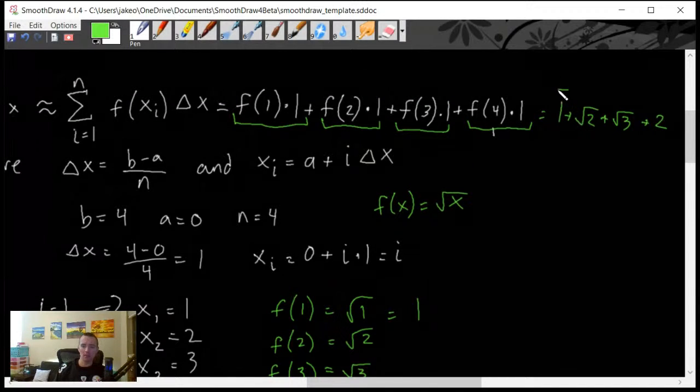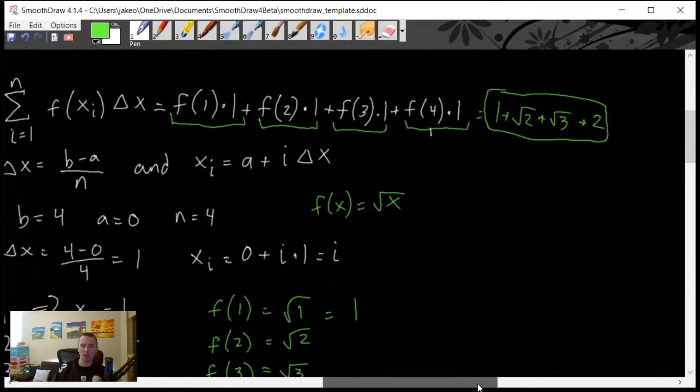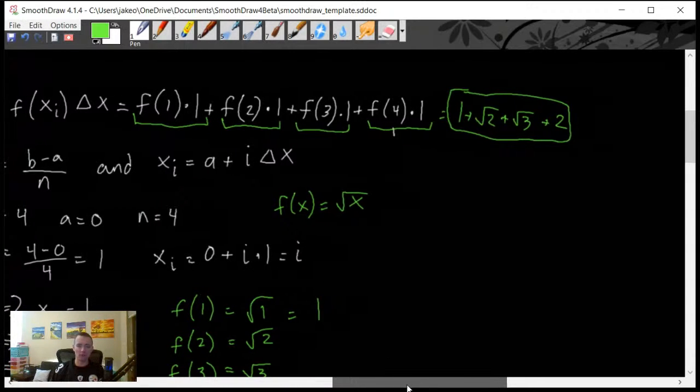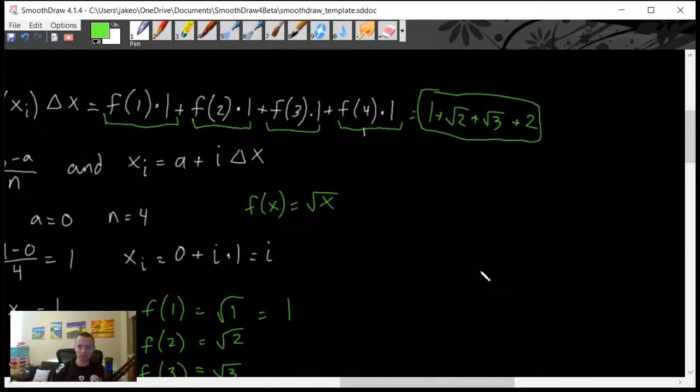So basically, this is going to estimate the area under our curve f of x equals square root of x using the right endpoints and using 4 approximating rectangles. But remember, what you could do if you wanted to is plug this into a calculator to get a decimal approximation. That would be fine for you to go ahead and do that. I'll just go ahead and leave it in exact form.